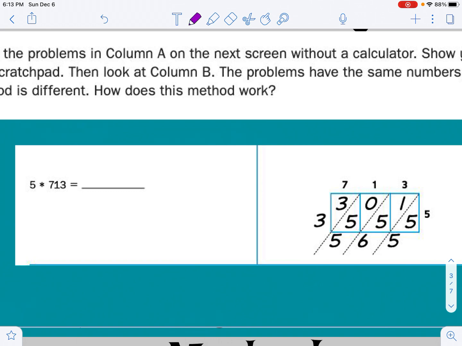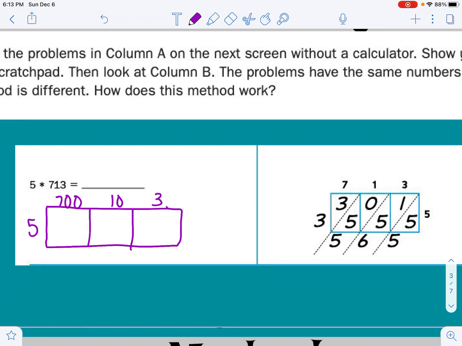Let me try the rectangle method, the partitioned rectangle this time, and see if we can compare those. So I'm going to do 5 times 700, 10, and 3. So 7 times 5 is 35, attach my 2 zeros. 5 times 1 is 5, attach my 1 zero. 3 times 5 is 15. I'm adding up 3,500, 50, and 15. 5, 6, 5, 3,565. That's the same answer here, 3,565.